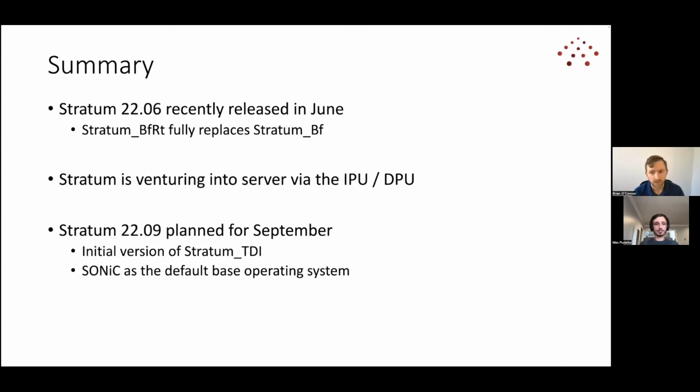So now let's summarize. We covered three main points today in the Techinar. First, Max provided an update on the recent Stratum releases, including the June 22.06 release, and covered some of the major highlights from the last year, like our transition from Stratum BF to Stratum BFRT. Next, we talked about how Stratum could be used to control the IPU and the server, which could provide better end-to-end visibility and control on the packet path.